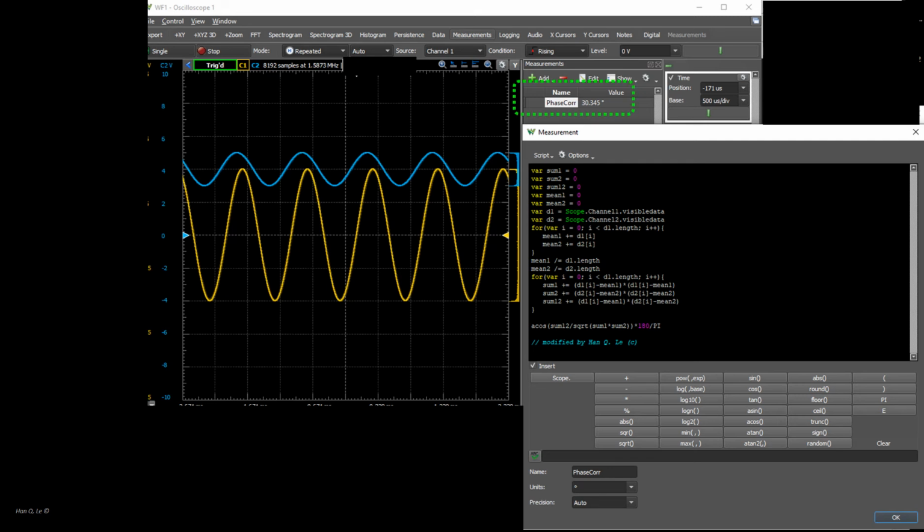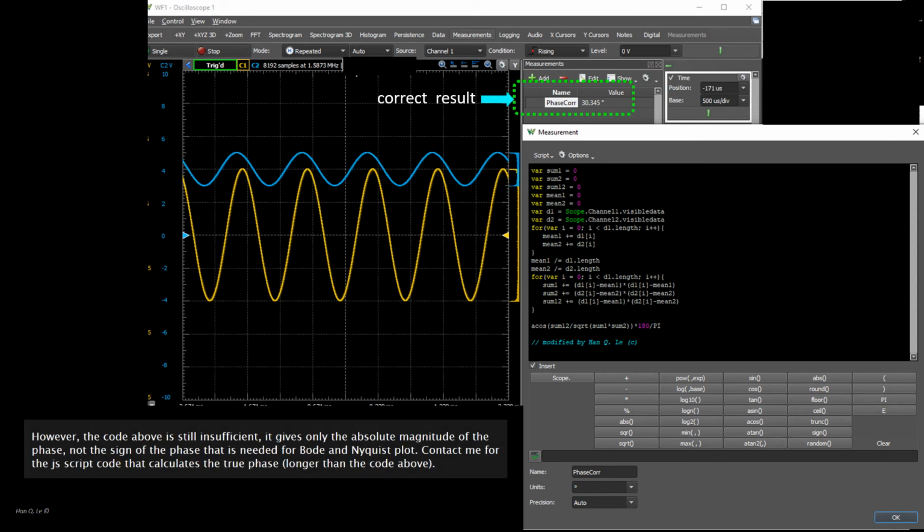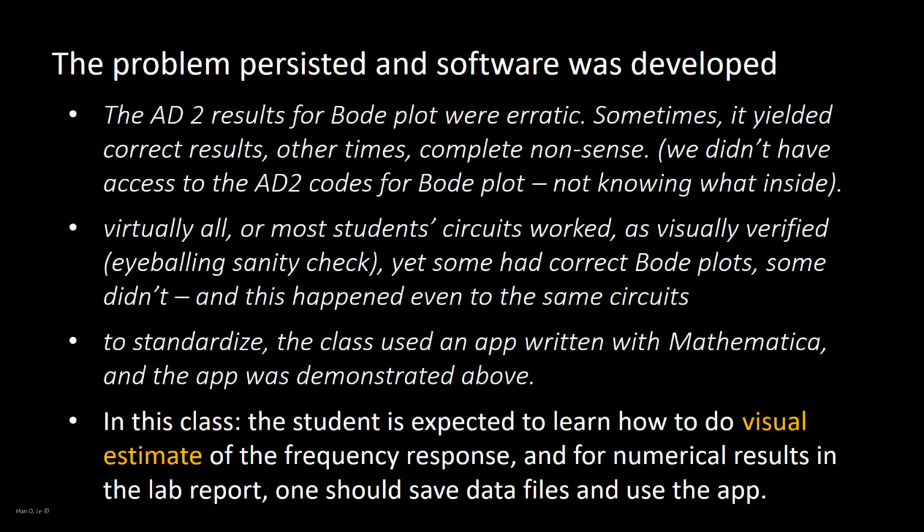However, the problem didn't go away when higher functions were used, such as frequency response scan and Bode plot. There is a need for a further modification because this code does not use quadrature. It can determine the absolute value of the phase but not the sign. As it was not known how the AD2 higher functions called other subroutines, and the results were erroneous, thanks to the sanity check, the course decided to use AD2 strictly for direct data measurements.